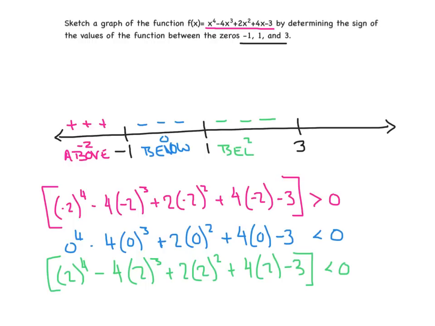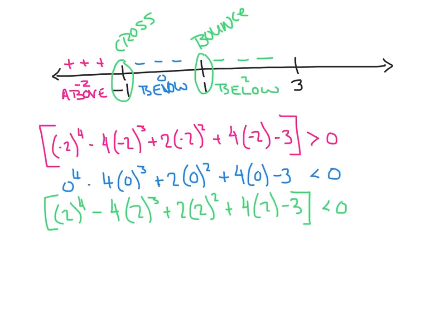So we're below again, and what that tells me is that we're going to get some bounce action. The polynomial is going to touch the x-axis at x equals 1, but then it's going to bounce off. Now compare that to when I was at -1, where it was literally going to cross the x-axis because we went from above to below.